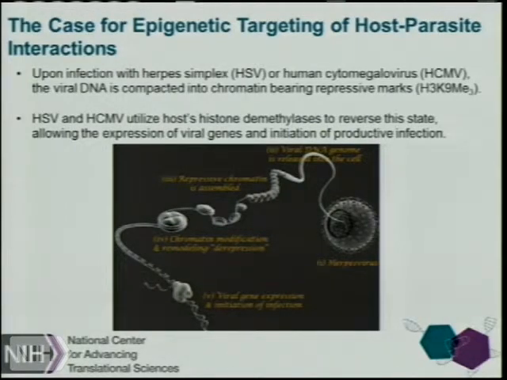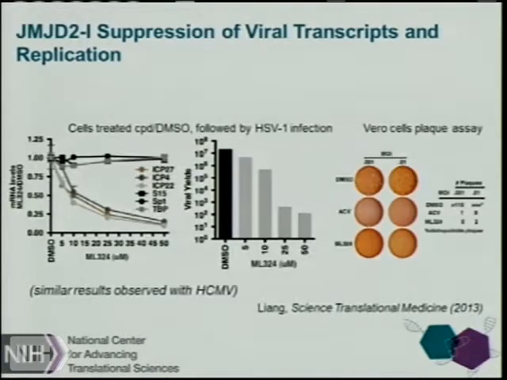So we wanted to test whether the histone demethylase inhibitors we had would be effective in herpes virus infection. Because again, unlike replication inhibitors, these would be acting upstream at an earlier stage of infection and hopefully would be more potent or more effective in stopping the infection or slowing it down. And this is indeed what happened.